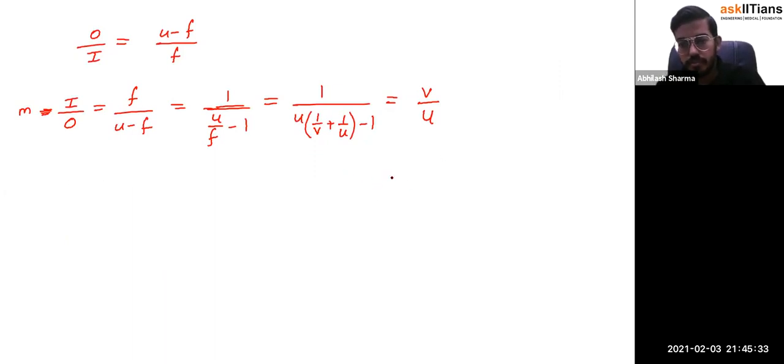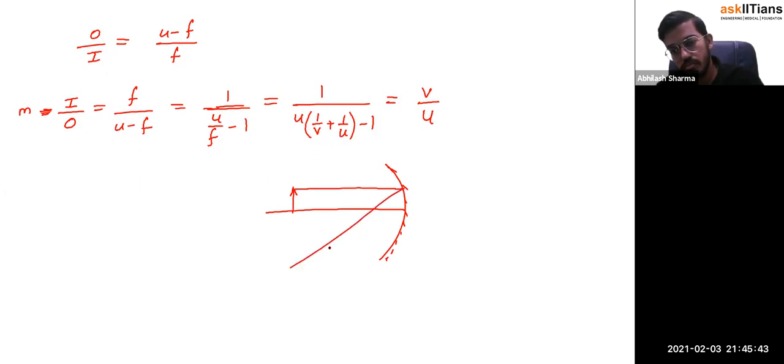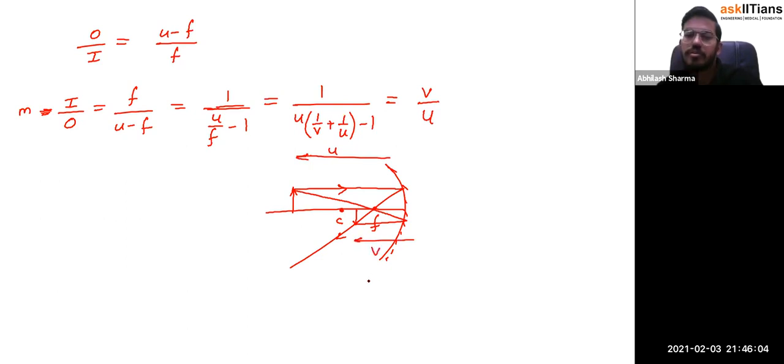So let me show here. This is how our ray diagram is. This is our object. This is where the image is. So you can clearly observe both the object distance, u, is negative, and even the v is negative. Why is it negative? Because we follow the simple sign convention of the coordinate axis.